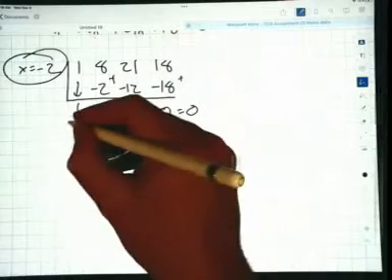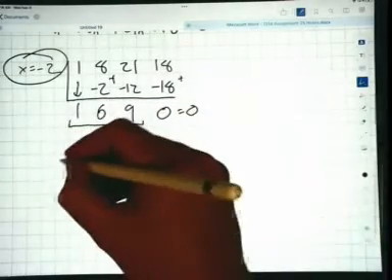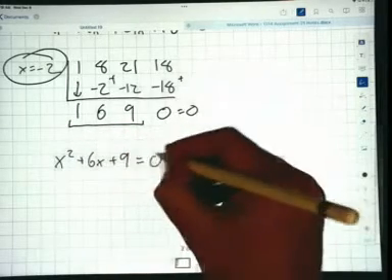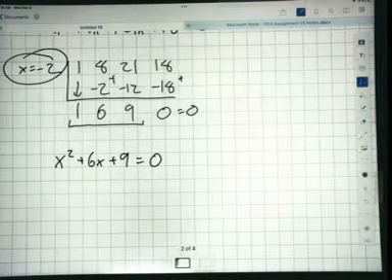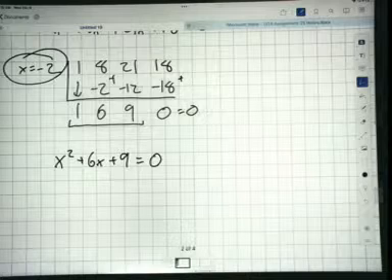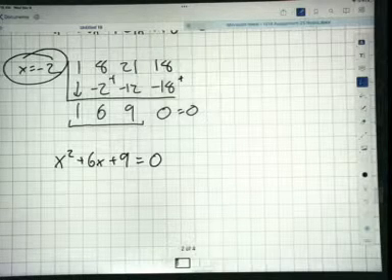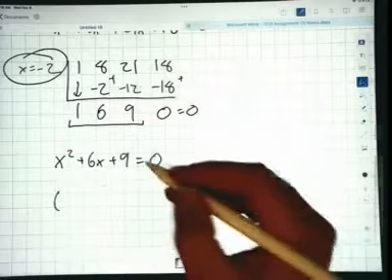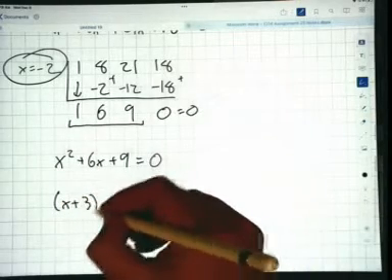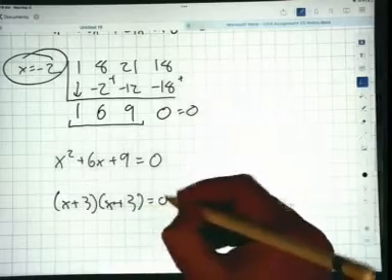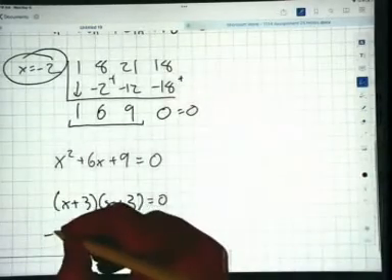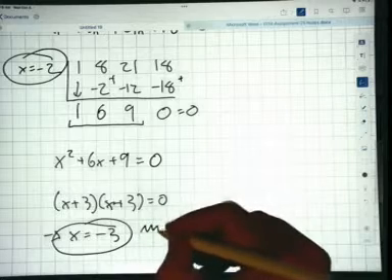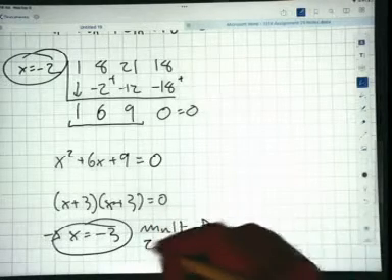So from this we have the trinomial x squared plus 6x plus 9 is equal to 0. Now as soon as I get into a trinomial, I'm going to abandon synthetic division and just go to solving this. How can we solve this quadratic equation? I would look for factors of 9 that add to 6. How about x plus 3 times x plus 3 equals 0, which then means x is equal to -3. There's our third 0, but this has a multiplicity of 2.